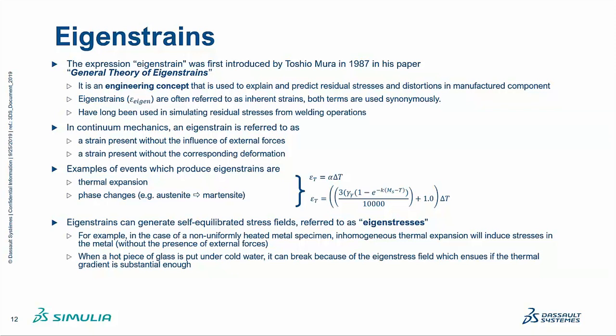The further item to stress is that the eigenstrains themselves will generate more or less self-equilibrated stress fields, which you can refer to as eigenstresses. Nobody has coined the term eigenstresses, which is why it's within brackets or hyphens. For example, if you take a hot piece of glass and you put it under cold water, it can break because of the eigenstress field, which ensues if the thermal gradient is substantial enough. Imagine a hot glowing glass, and you simply put this into water with a temperature of 1-2 degrees C, it will definitely crack.